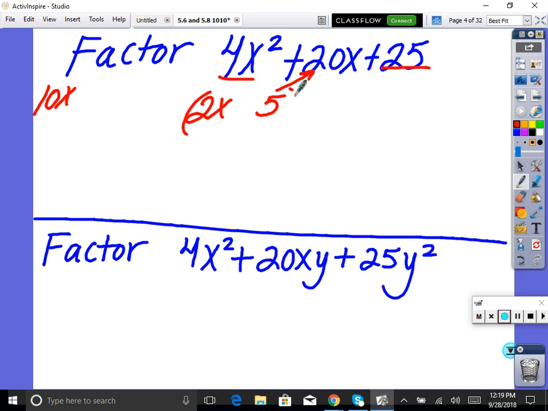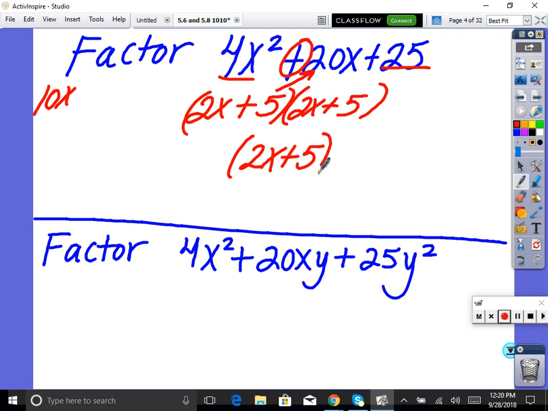So we can use our trick. So we have a 2x and a 5. And then because of the plus sign right here, it needs to add to be positive 20x, so we put plus signs in, which could also be written as 2x plus 5 squared.